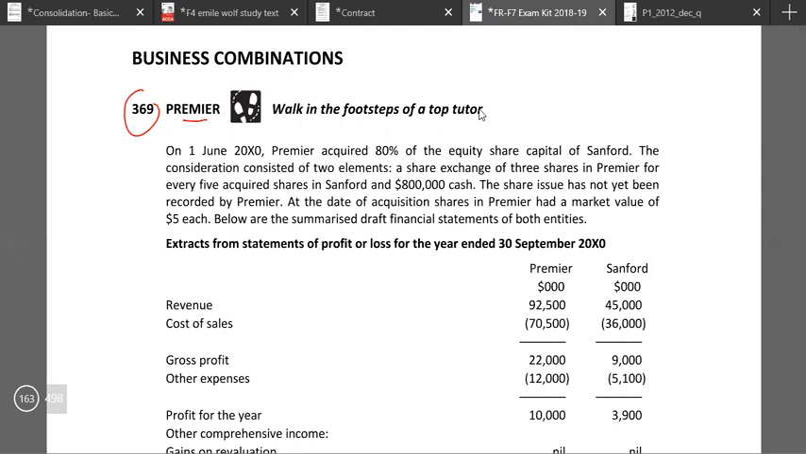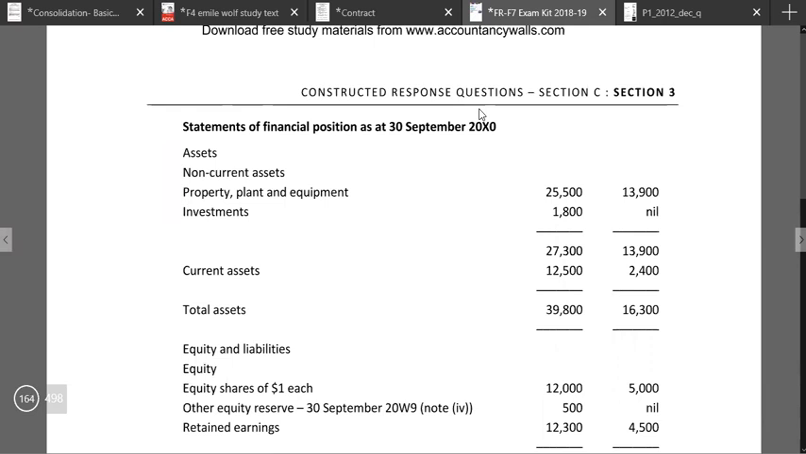On 1st June 20x0, Premiur acquired 80% of the share capital of Sanford. So now the working one is given and there is no need to calculate that 80%. The group structure is that the parent has acquired 80% shares. The consideration consisted of two elements: a share exchange of 3 shares in Premiur for every 5 acquired shares in Sanford. So now in order to calculate this, you have to see the statement of financial position.